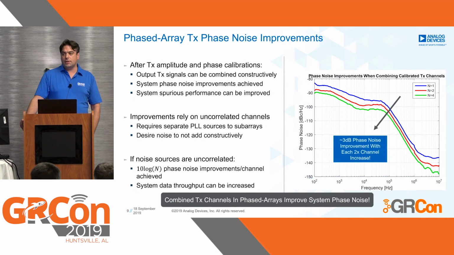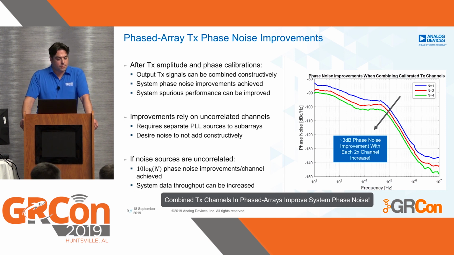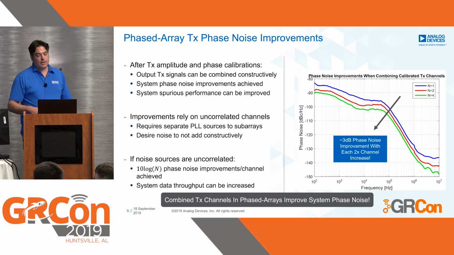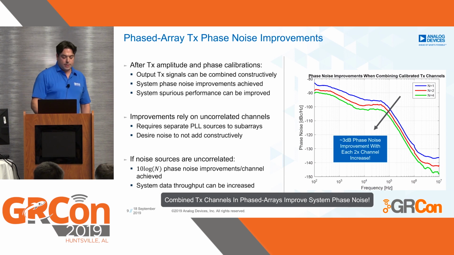Similar things apply for the TX as well. If the TX amplitude and phase are calibrated, the TX signals can be combined constructively. Spurious and system phase noise improvements can be achieved. But those improvements rely on uncorrelated channels, which typically require separate PLL sources to the subarrays, so the noise does not add up constructively. If they are uncorrelated, we can also see a 10 log N phase noise improvement, which means the channel throughput can be increased.